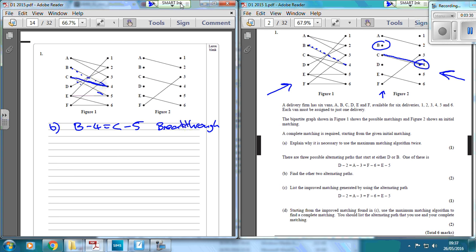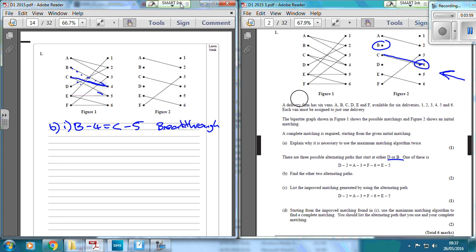So, find the other 2 alternating paths, starting from either D or B. This is going to be the first one. But as we did that, there was no choice that we could have made at any point. If we start at B, we have to go from B to 4, from 4 to C, and then from C to 5. There's no other choice that we made during that. So therefore, the other possible alternating path won't start at B, it must start at D.